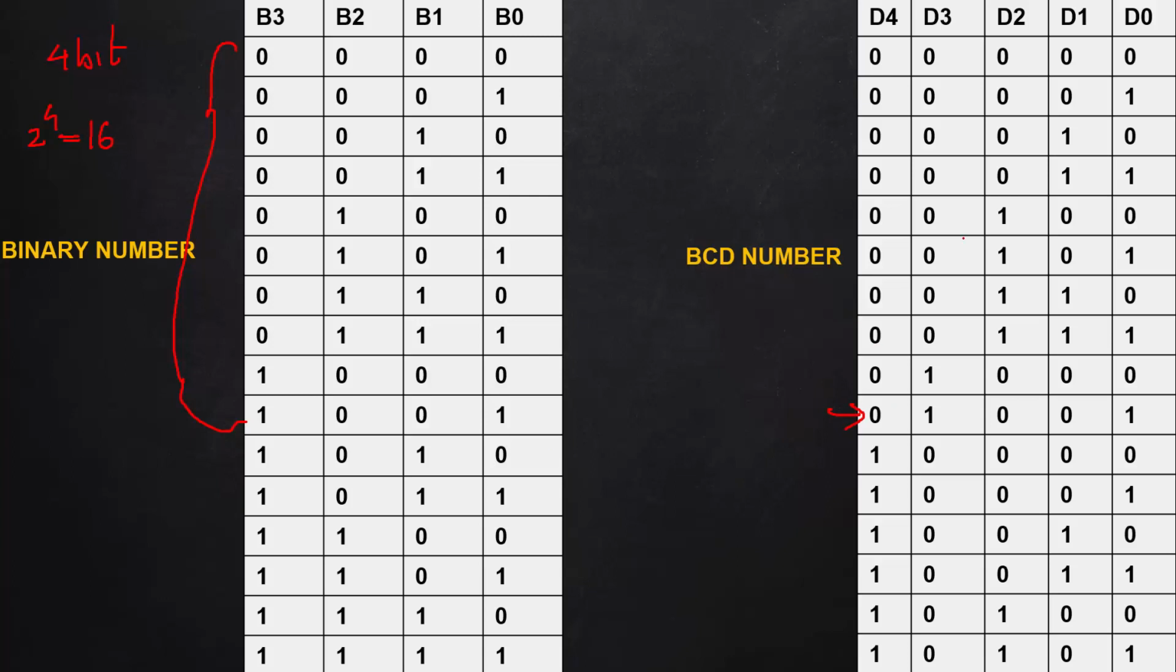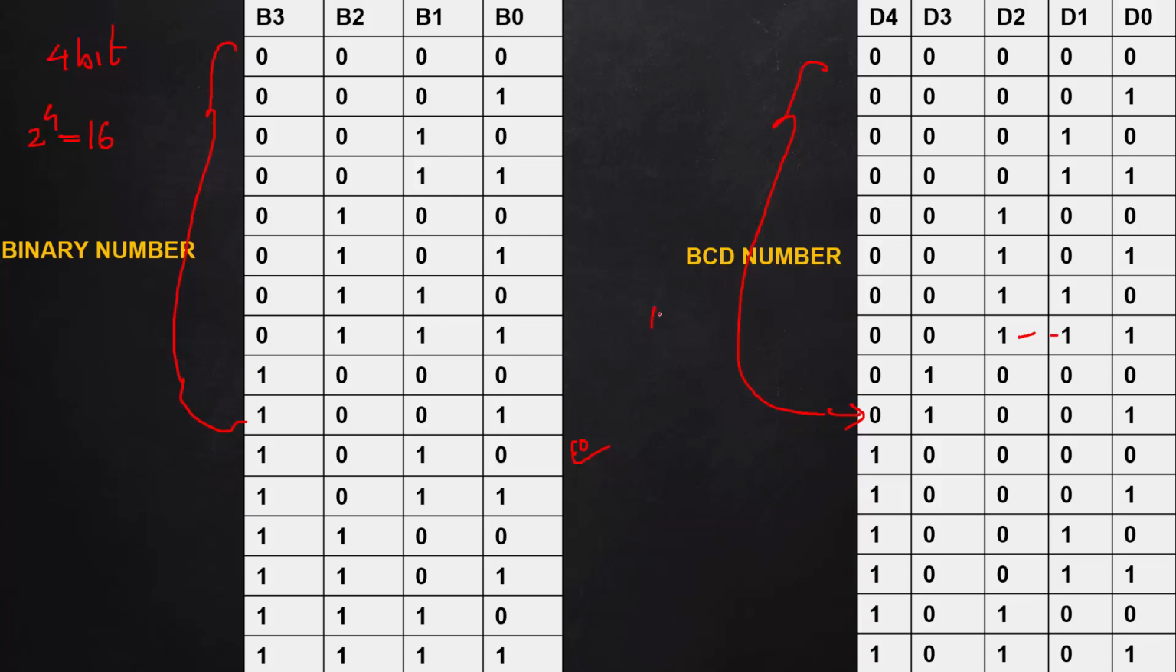It is clear from this table: from 0 to this 9, the 5th bit is 0. That means using the same 4 bits, we can represent the BCD equivalent of each and every binary number from 0 to 9. And consider the remaining cases, that is beyond this 9, the BCD and the binary are different. So consider here, this is the 4-bit representation corresponding to our decimal 10.